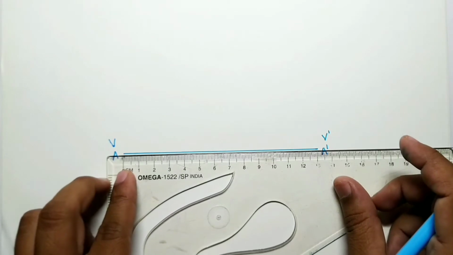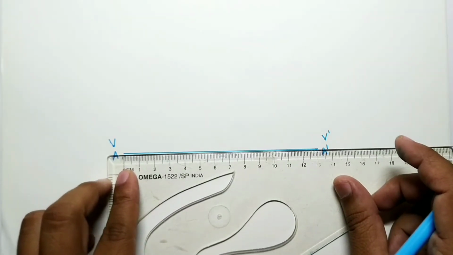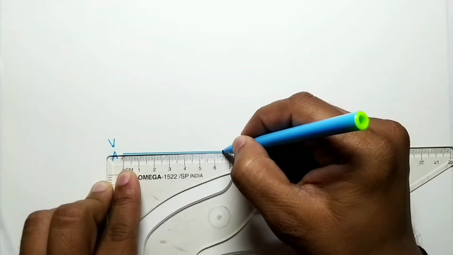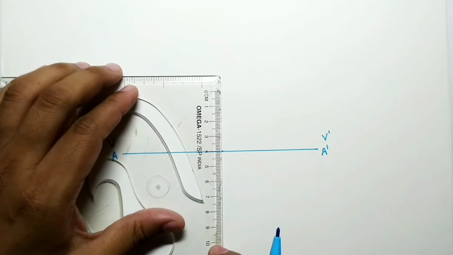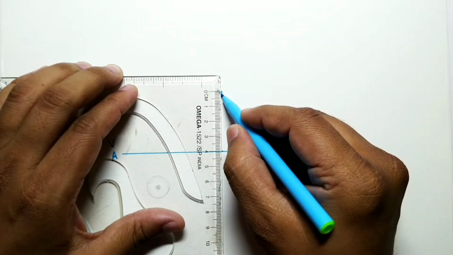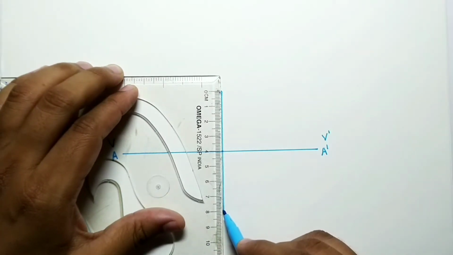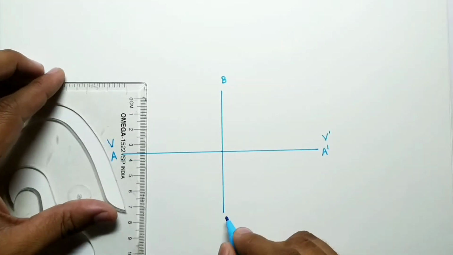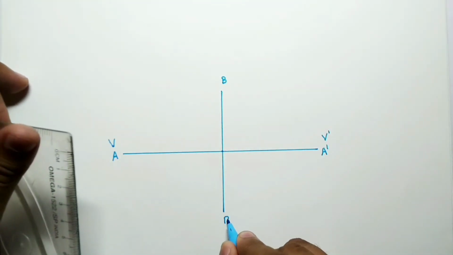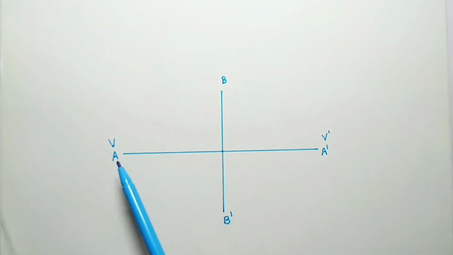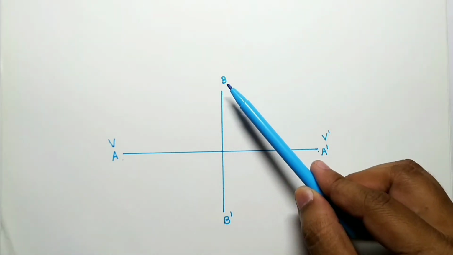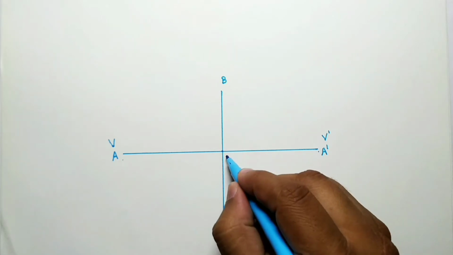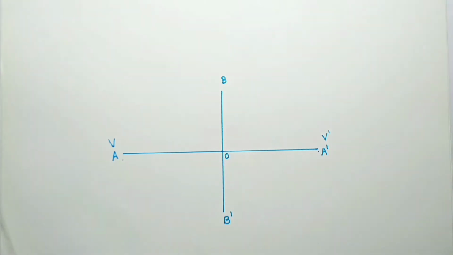Then plot the minor axis from the center. First of all, take the center and mark the minor axis which is equal to 80 mm. So 40 mm upside and 40 mm downside. Name this point B dash. So first of all, draw one major axis and one minor axis. This point is the center point called O point.